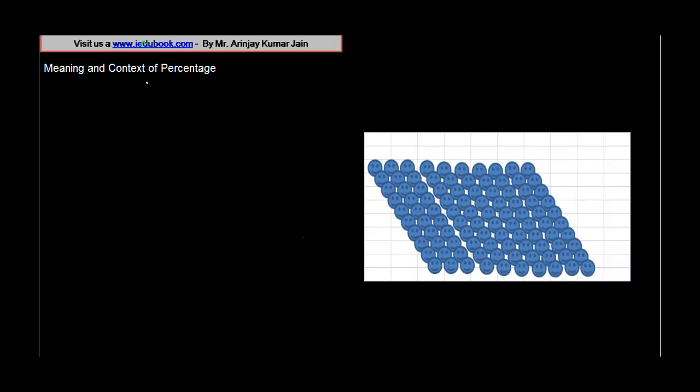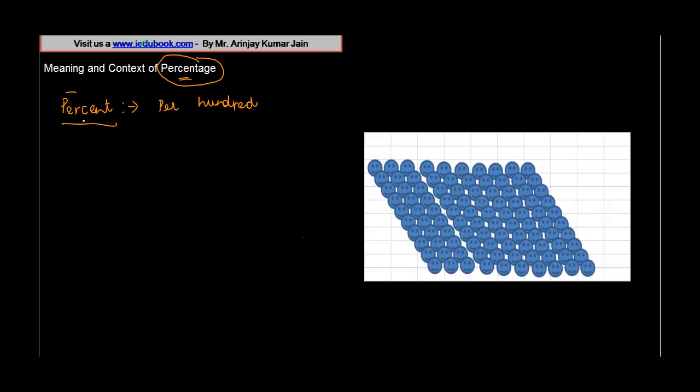Meaning and context of percentage. Okay. Now, what do you mean by percentage? To understand percentage, let's first understand the meaning of percent. Okay. Now, by percentage or by percent, we mean per, which is this 100.